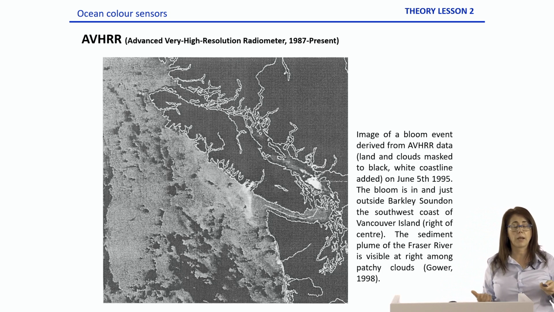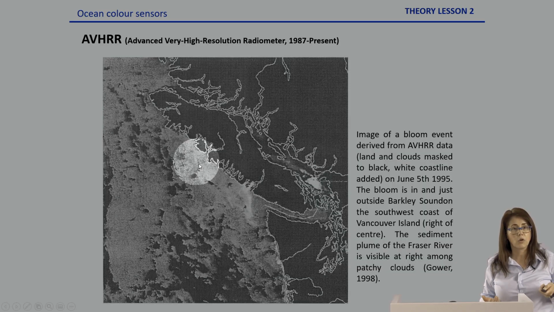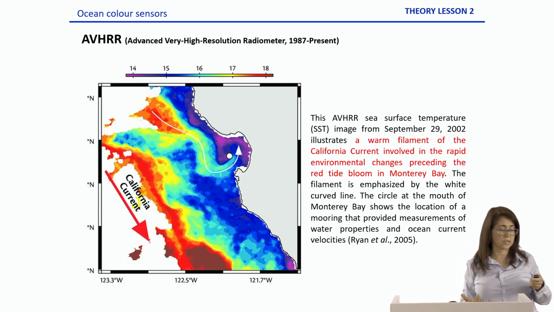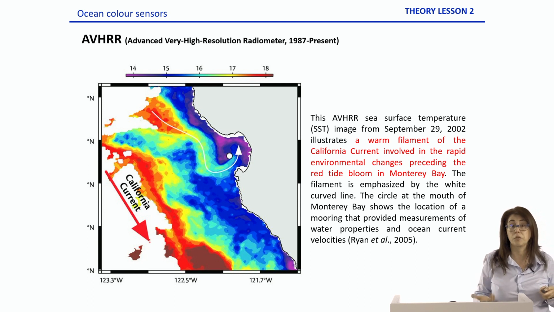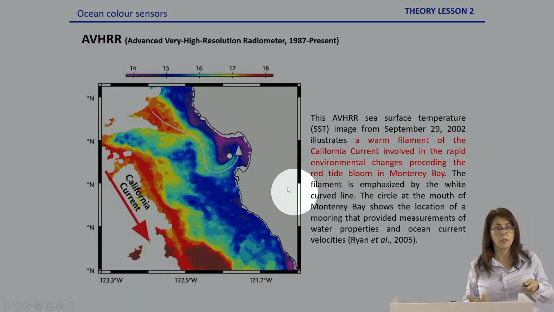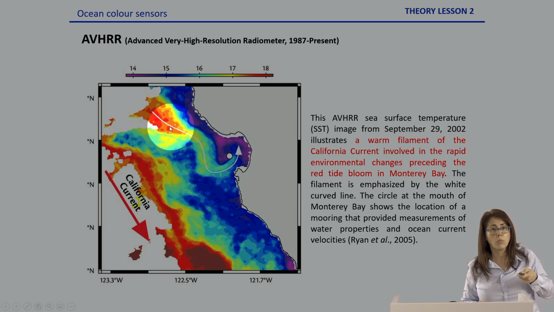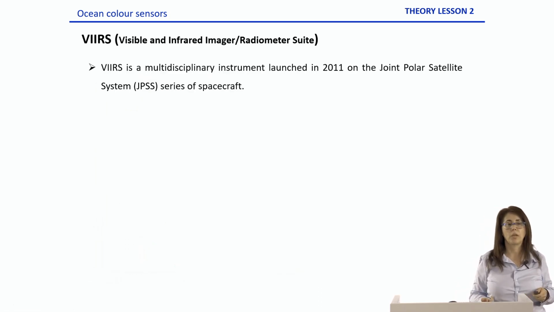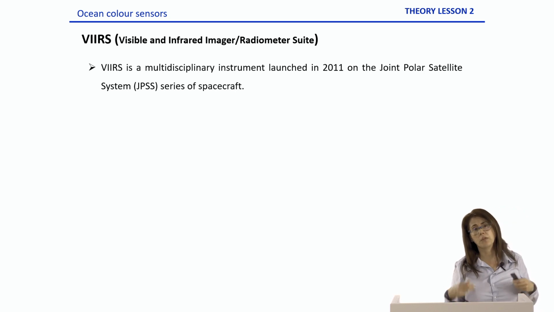This is just a black and white image for you to see a bloom event that was taken in 1995. This is just for you to see that this sensor has been used for many, many years. This is another example. This is actually sea surface temperature retrieved from this sensor, and we can see a plume of warm water that was an indicator of an algae bloom. So let's move to the VIIRS.